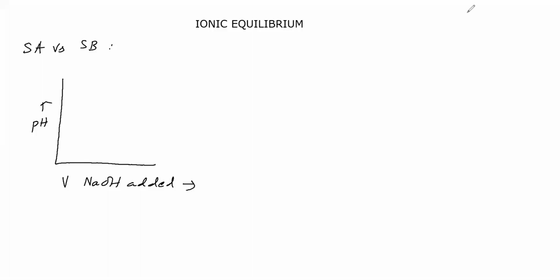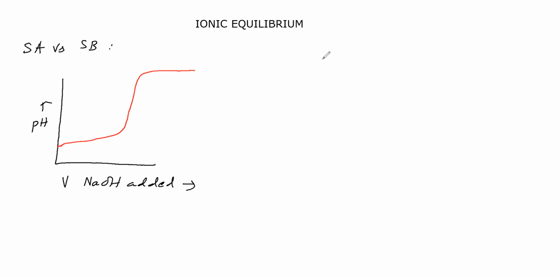How will the graph be? That we will see. On adding sodium hydroxide solution, the pH increases slightly. Near the equivalence point, pH increases sharply. Then it increases slightly. Like this we got the graph.